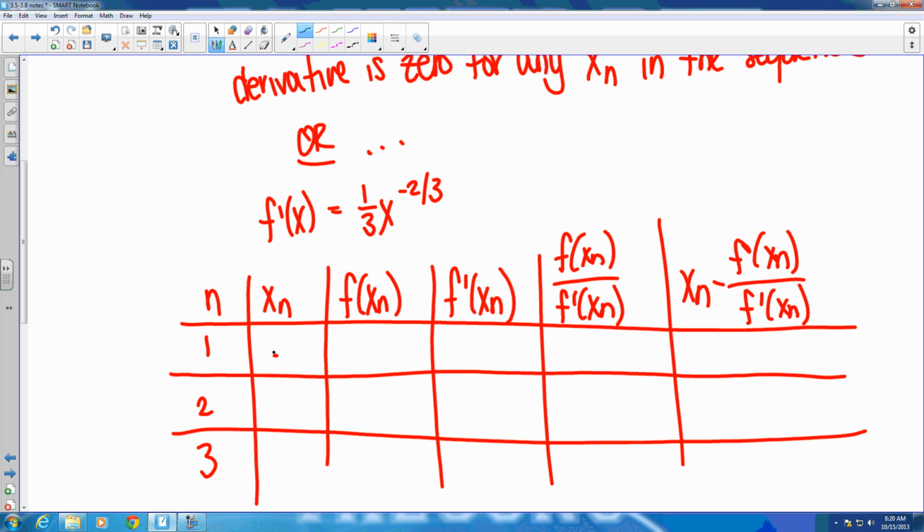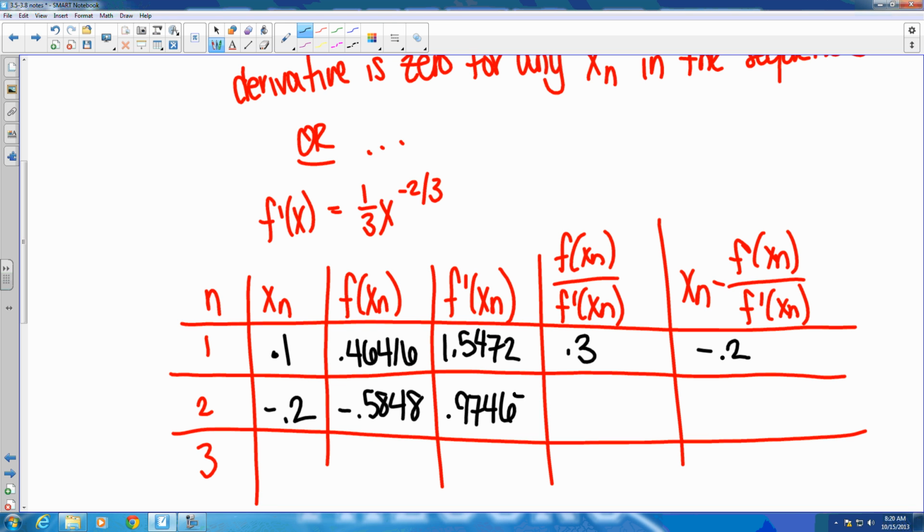Let's use 1/10. If we plug that into f, we get 0.46416. Put it into f prime, you get 1.5472. Divide those two, you get 0.3. And we subtract, you get negative 0.2. So we're going to use negative 0.2. Put it into f, we get negative 0.5848. Into f prime, you get 0.97467. Divide the two, you get negative 0.6. And you subtract, you get positive 0.4.